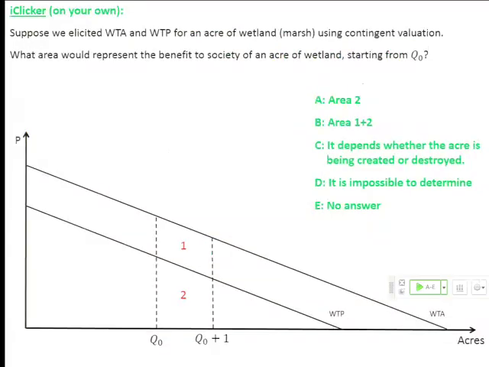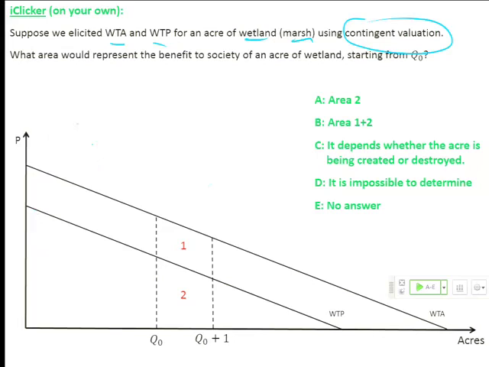Now, let me ask you this. This is just an i-clicker question on your own, so don't discuss it among your friends. Suppose that we elicited willingness to accept and willingness to pay for an acre of wetland or marsh using contingent valuation, which is what we did on the second day of class with the pristine forest. Some people we would ask their willingness to accept for a loss of wetland, and some we would ask their willingness to pay for a gain.